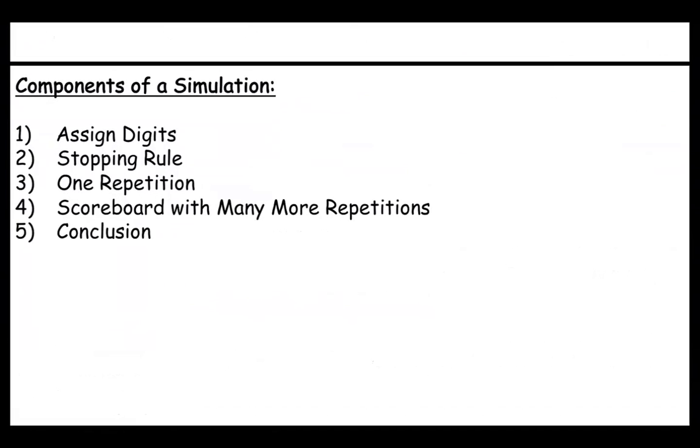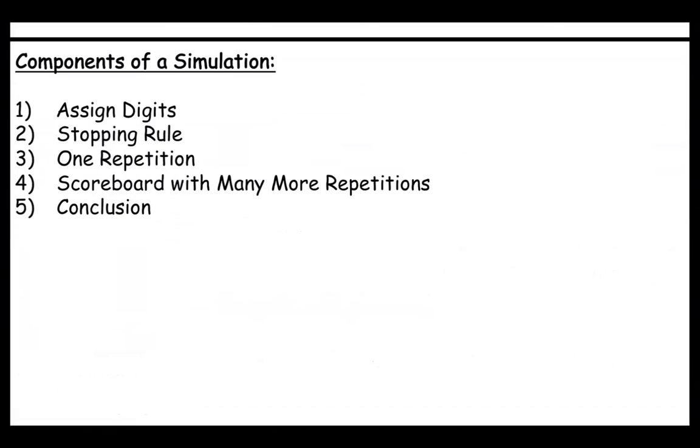There are 5 parts to a simulation. When you do a simulation, you have to show these 5 parts. The first one is we have to assign digits. The second one is a stopping rule. When do we stop? The third one is, let's do one trial. The fourth one is, let's do as many trials as we need to do, and how are we going to keep a scoreboard? How are we going to show what happens? And the last one is a conclusion, which means answering the question we have.